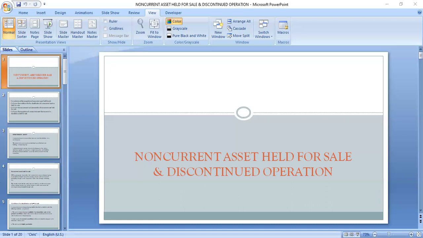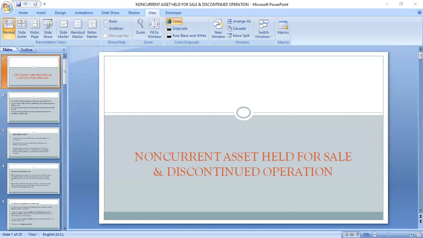Component classification as held for sale. The discontinued operations are accounted for as a disposal group classified as held for sale, and the component of an entity must be available for immediate sale in its present condition, and the sale must be highly probable.